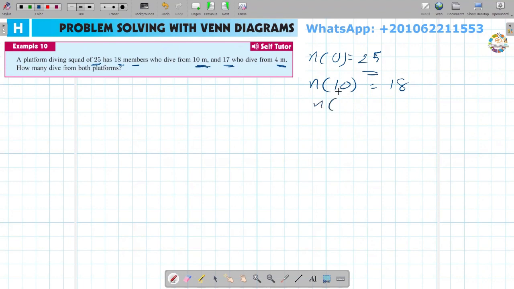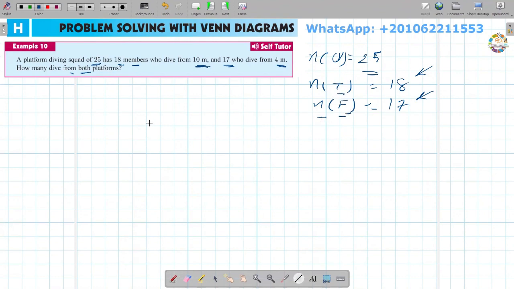We can represent them in letters; I prefer letters. 10 stands for T, and 4 stands for F, equals 17. This is the universal set, and here the number of 10 meters is 18 members, and the members who dive from 4 meters should be 17 members. The question is, how many dive from both platforms? From both means the intersection between this set and this set.